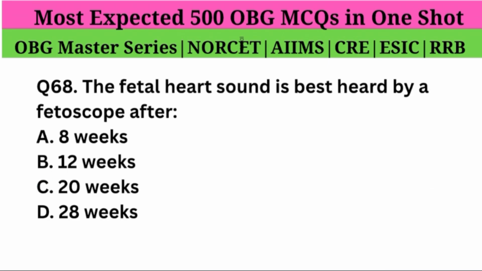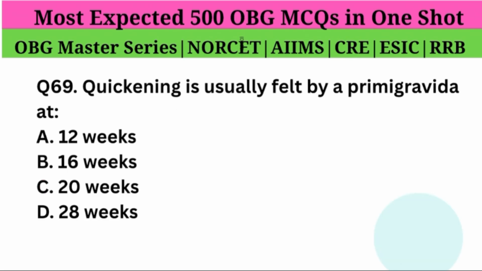Next question, the fetal heart sound is best heard by a fetoscope after how many weeks? Your correct option is option C, 20 weeks. Next question, quickening is usually felt by a primigravida at how many weeks? Your correct option is option C, 20 weeks.